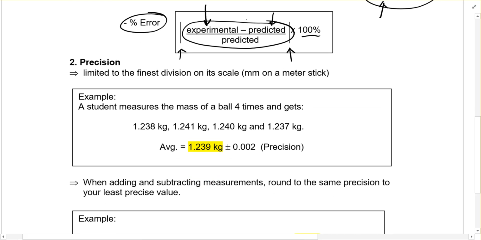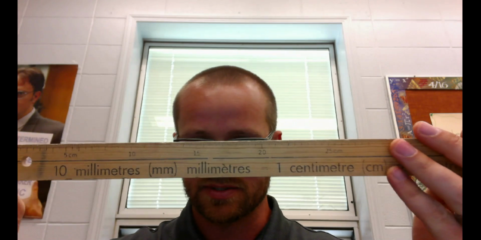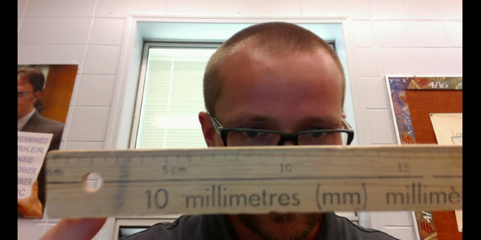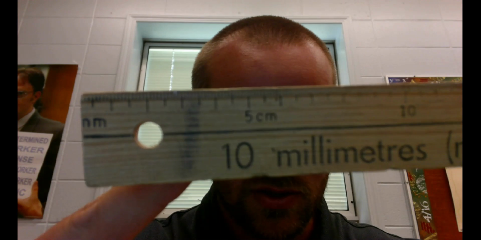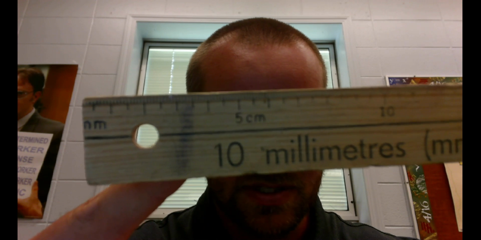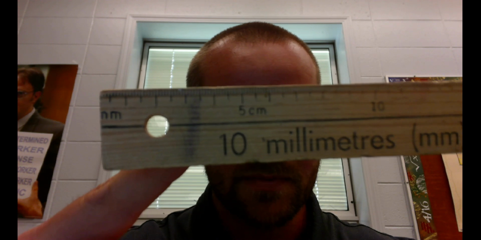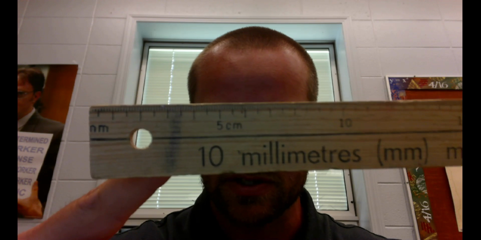Now, precision. Precision is limited to the finest division on its scale. What I mean by that, let's see if I can turn the camera around. Okay, if we look at our scale here, I've got millimeters on this top one, right? And you can see if I zoom in there, well, it's harder than you think. You should try that. Each tick here represents a millimeter, so a millimeter is going to be my precision in this case. I can't go down to 0.2 of a millimeter because I can't be sure about that. So the precision doesn't really follow through.